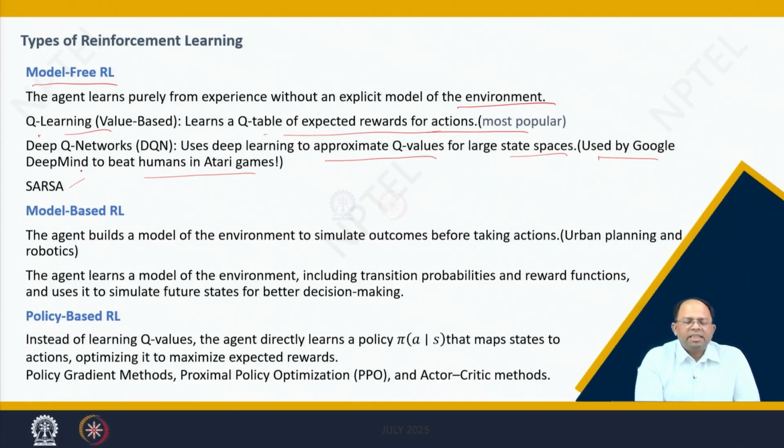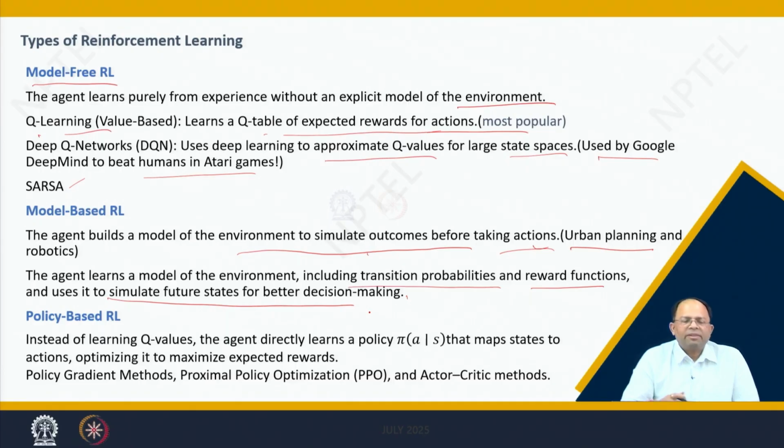Model-based RL is where the agent builds a model of the environment to simulate outcomes before taking action. That means it doesn't take action right away; it creates a simulation in which it tries several things, and accordingly it takes action. In urban planning simulations and robotics, usually this is what is done. First you simulate, and within that simulation you test what will happen if you do something, and accordingly you can take measures. The agent learns a model of the environment, including transition probabilities and reward functions, and uses it to simulate future states for better decision making. So it learns and then applies those learnings to the next steps, and in that way it moves forward.